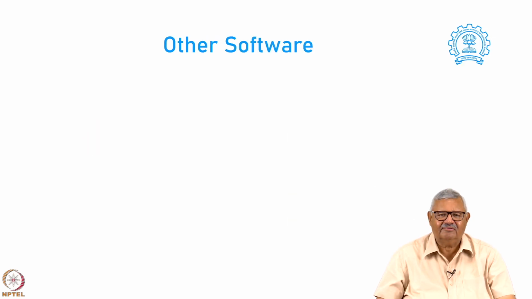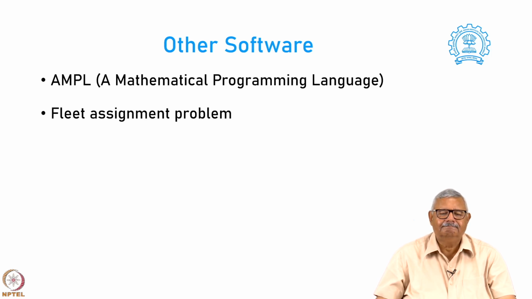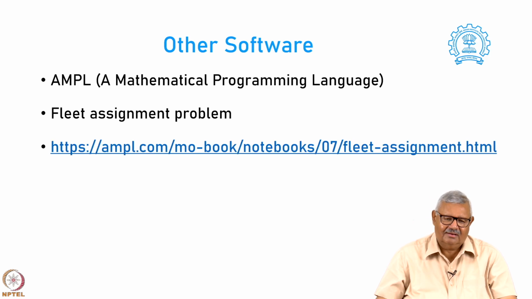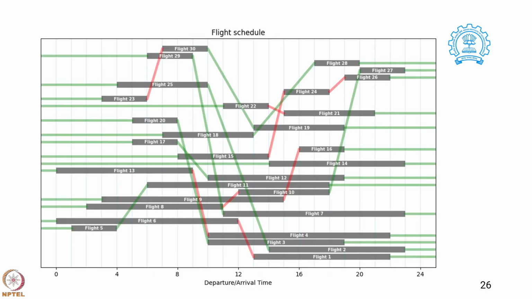There are also some other softwares available. For example, there is a tool called AMPL, a mathematical programming language. This particular software has a demo problem on fleet assignment, which is available at this particular link. So, at your leisure you could go to this link and have a look at this very detailed fleet assignment problem. So, you can see this kind of output is generated by AMPL, tells you which aircraft flies from where to where and then remains and then again operates. So, at a glance you can get a 24-hour schedule for all the aircraft.